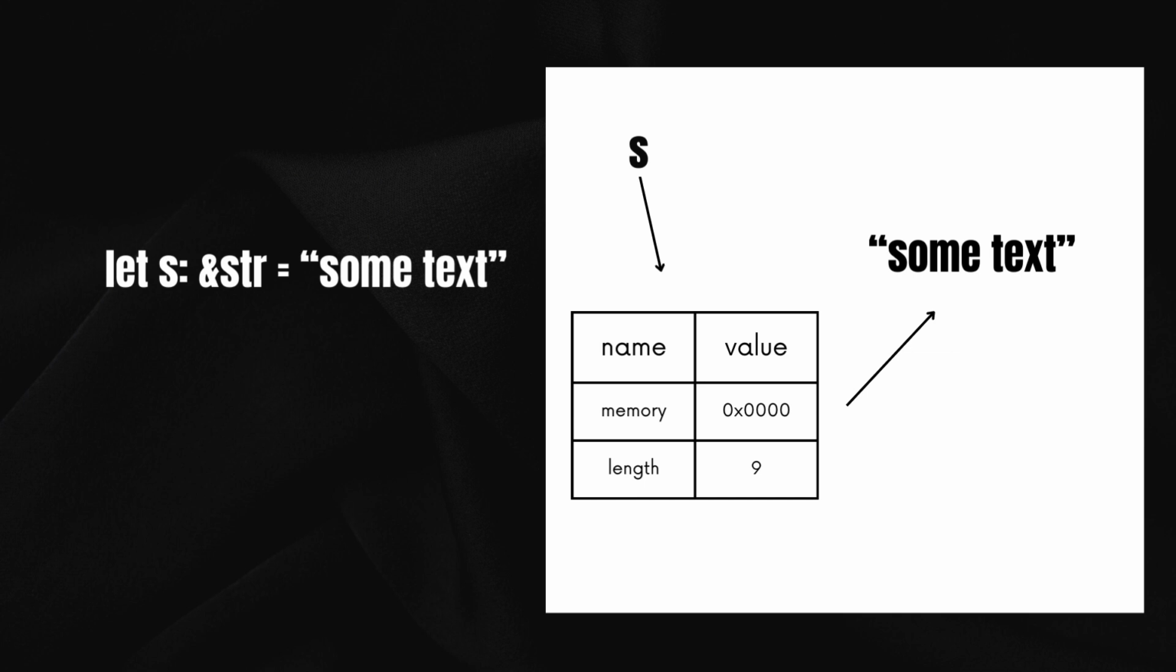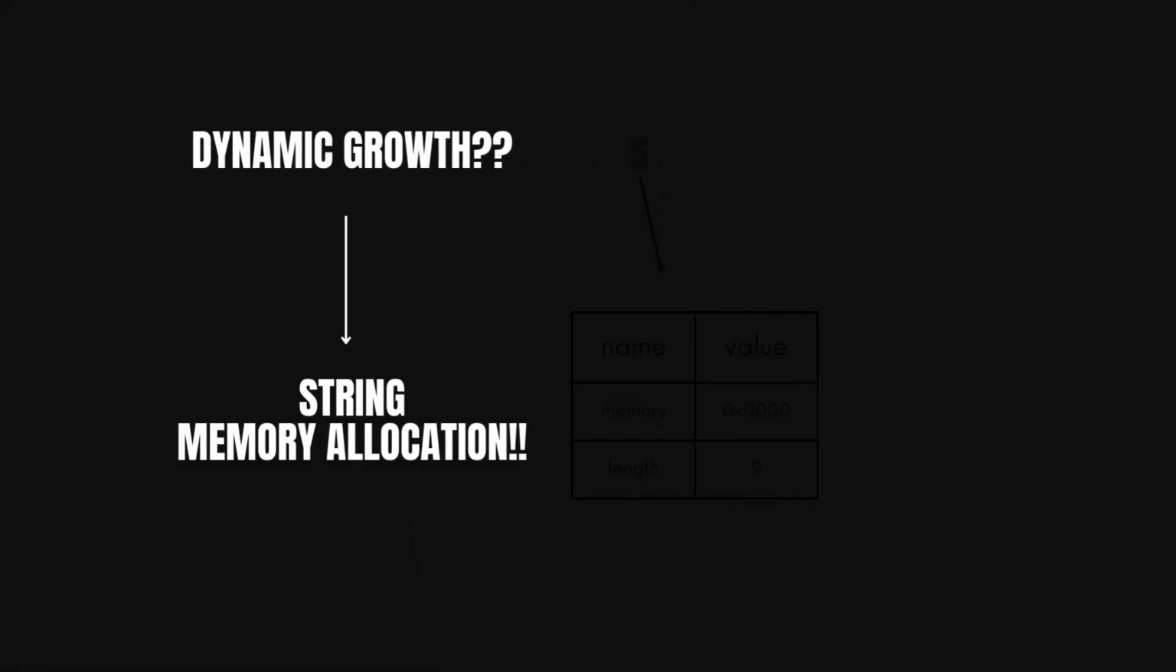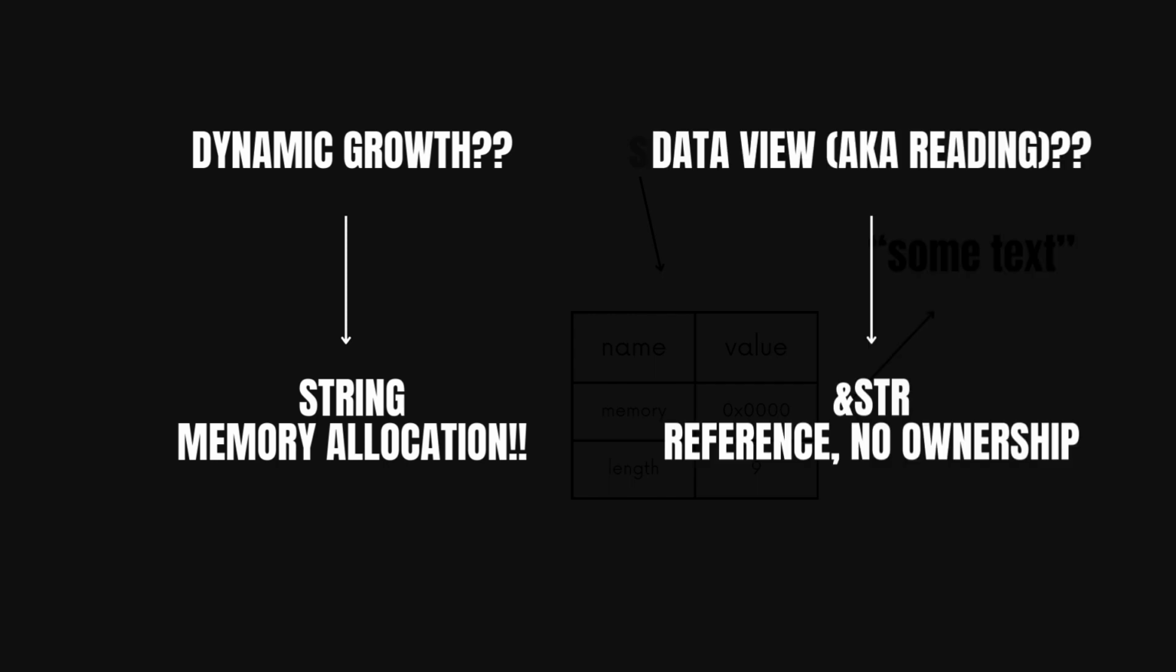Why does this matter? Understanding the memory management differences between String and string references is crucial for writing efficient and safe Rust code, guys. So, if you need a string that can grow or shrink dynamically, String is your choice, but be mindful of managing its memory. On the other hand, if you just want to work with a string without taking ownership or worrying about memory deallocation, then a string reference is your way to go.